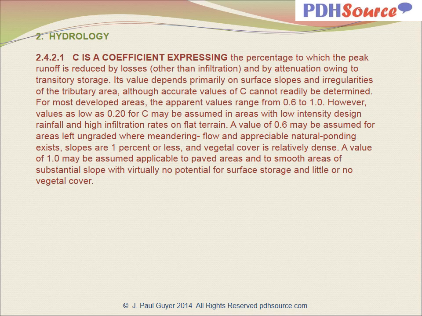A value of 0.6 may be assumed for areas left ungraded where meandering flow and appreciable natural ponding exist. Slopes are 1% or less, and vegetation coverage is relatively dense. A value of 1.0 may be assumed applicable to paved areas and to smooth areas of substantial slope with virtually no potential for surface storage and little or no vegetation coverage.